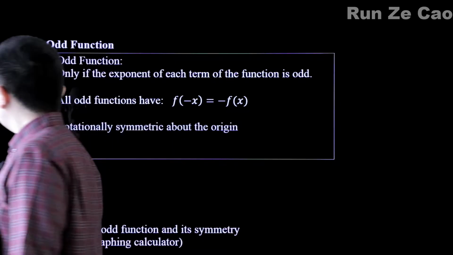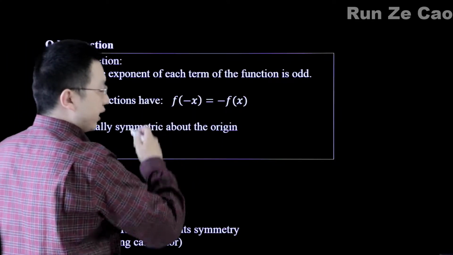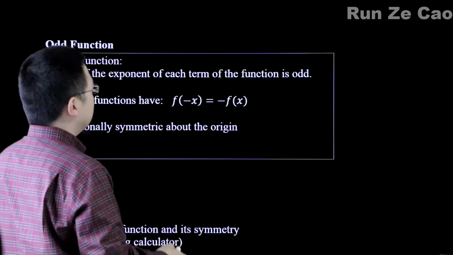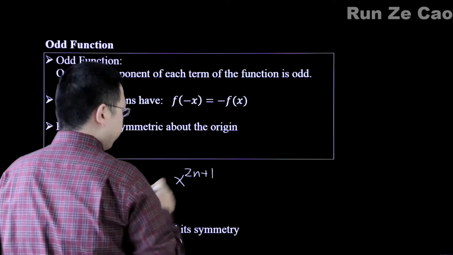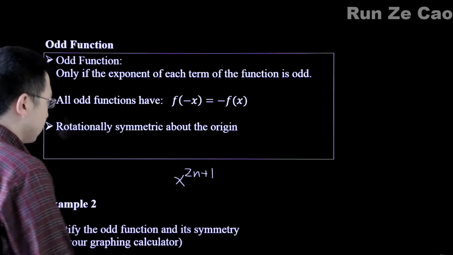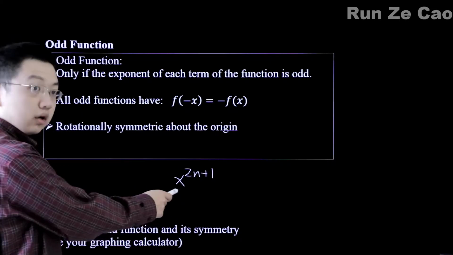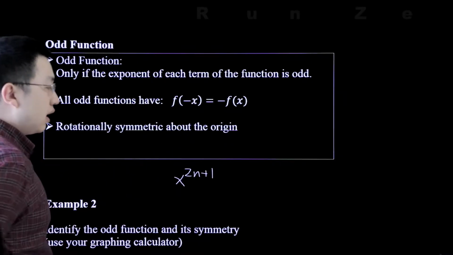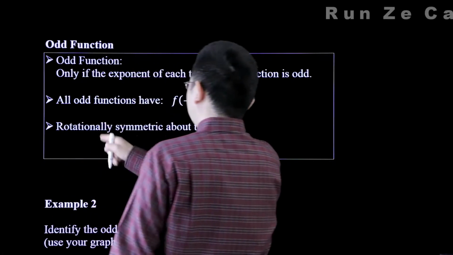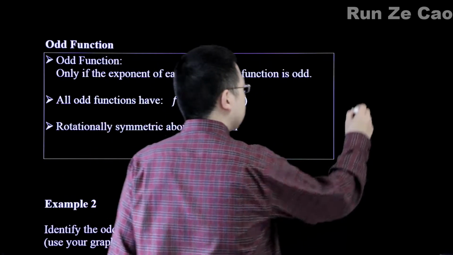Odd functions only occur if the exponent of each term is odd. All odd functions have this mathematical characteristic. Why? Well, it's x to the 2n plus 1. That means x to the 2n, okay, positive. But the plus 1 part, hey, if x is negative, this is going to end up being negative. If x is positive, this is positive. So what we have is rotational symmetry about the origin. We also call this point symmetry.